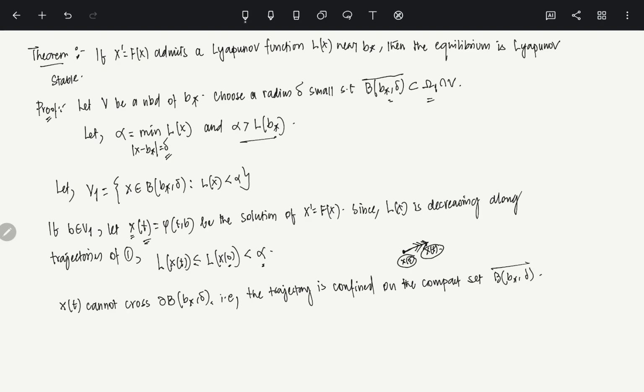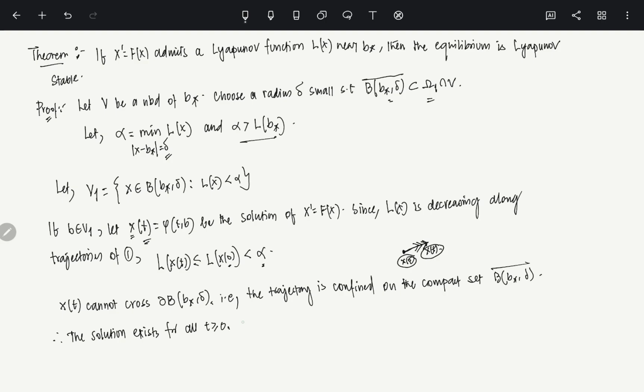But you remember we talked about this property long time back, while talking about the maximum interval of existence. If you have a trajectory which is confined on a compact set, then what happens? Therefore the solution exists for all time t greater than 0.